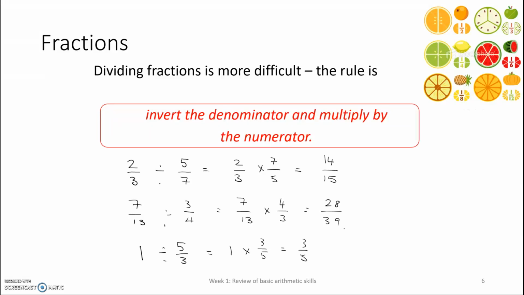Now these numbers have a special relationship. We say that 3 over 5 is the reciprocal of 5 over 3. Conversely, 5 over 3 is the reciprocal of 3 over 5. So where we're dividing 1 by a number, we get the reciprocal.